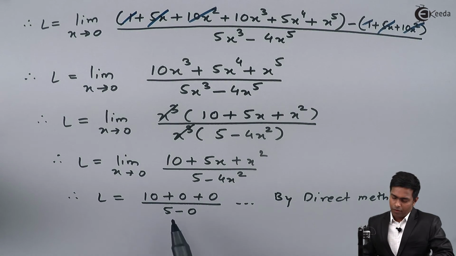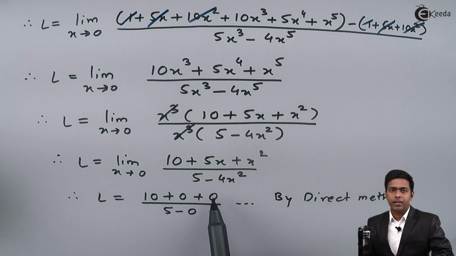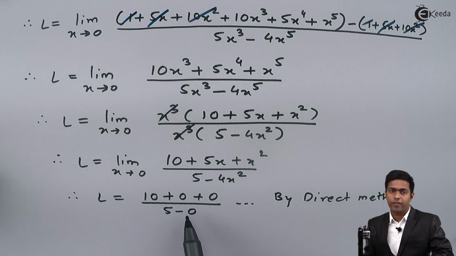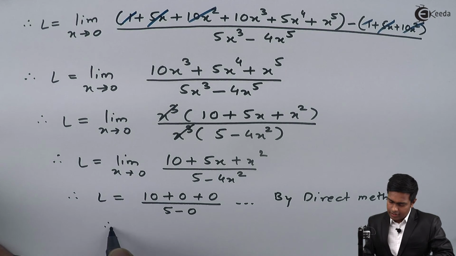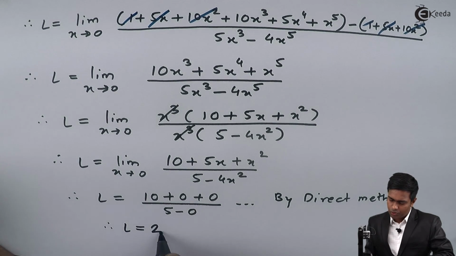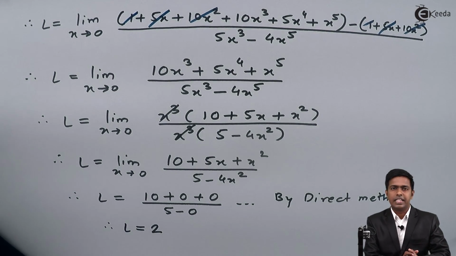Here we have 10 in the numerator and 5 minus 0, that is 5 in the denominator, and 10 upon 5, that is, L is equal to 2. So the value of this limit is 2.